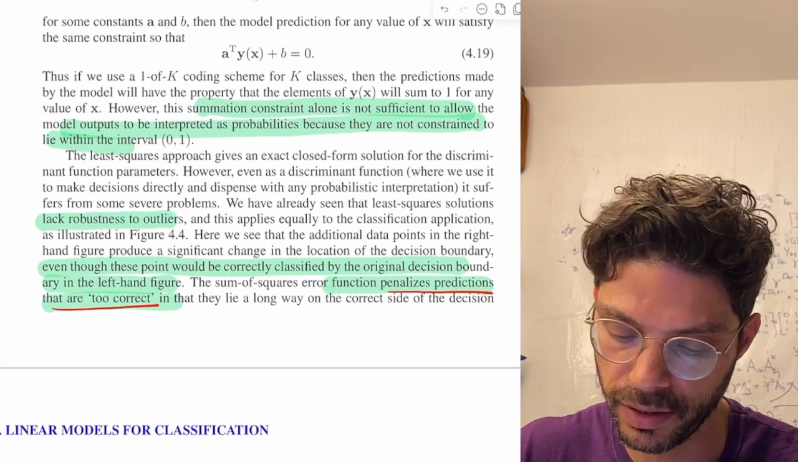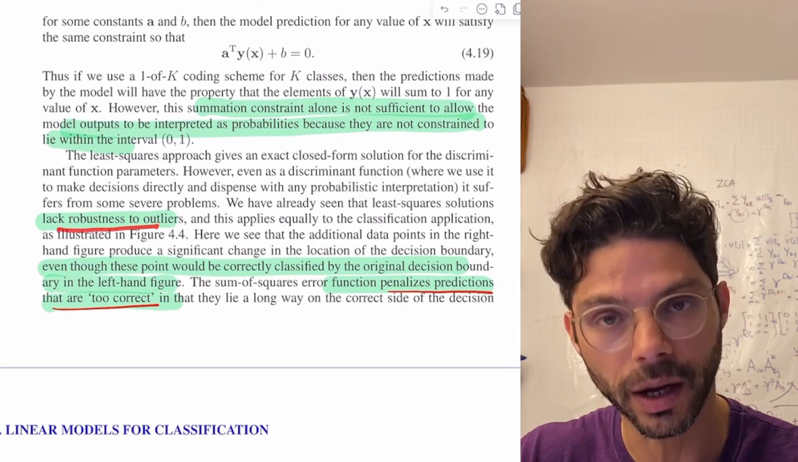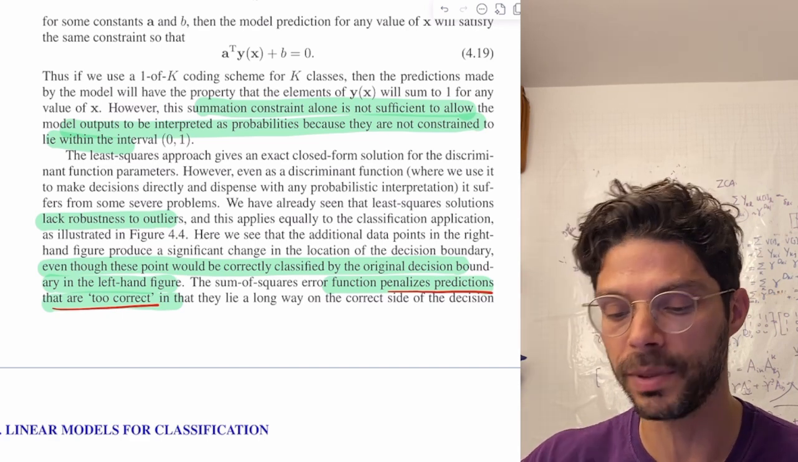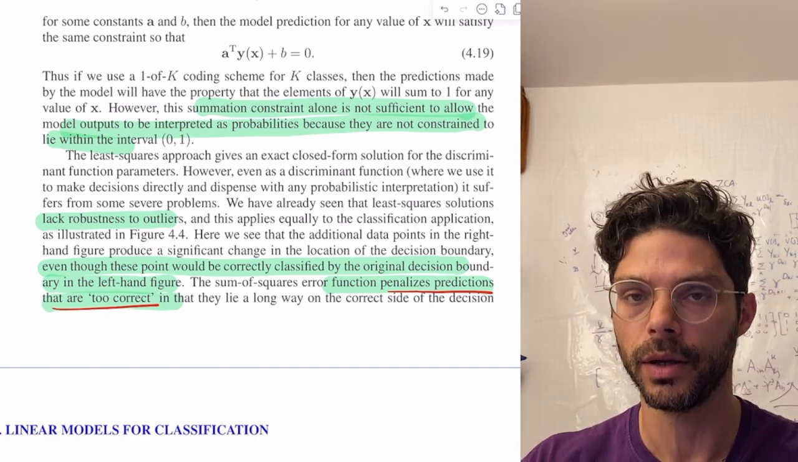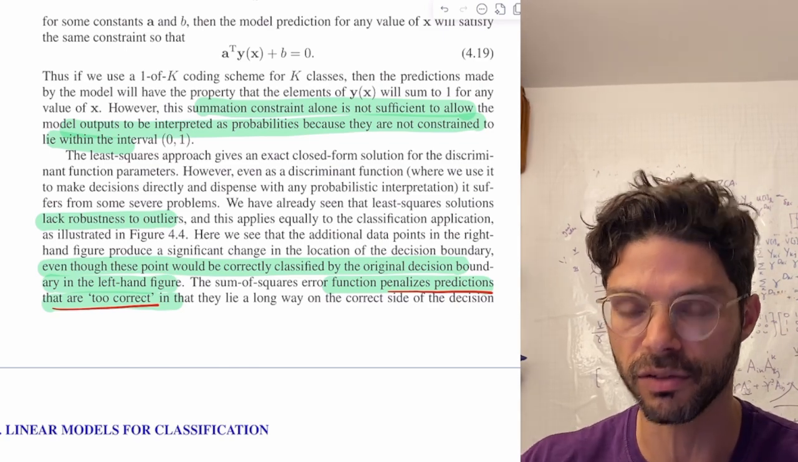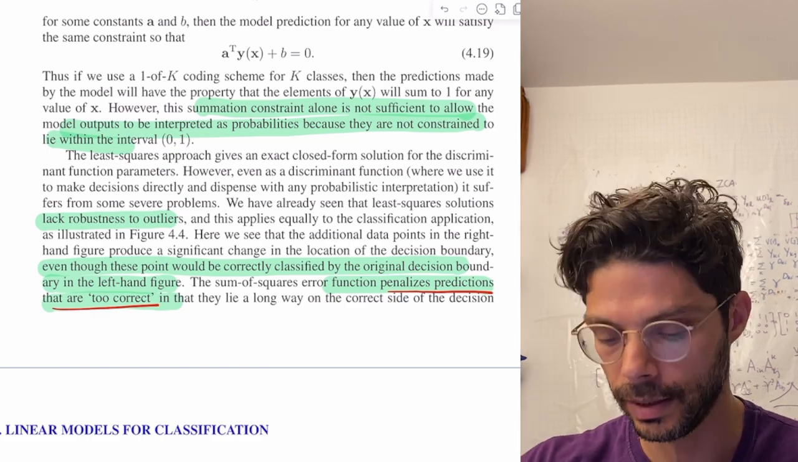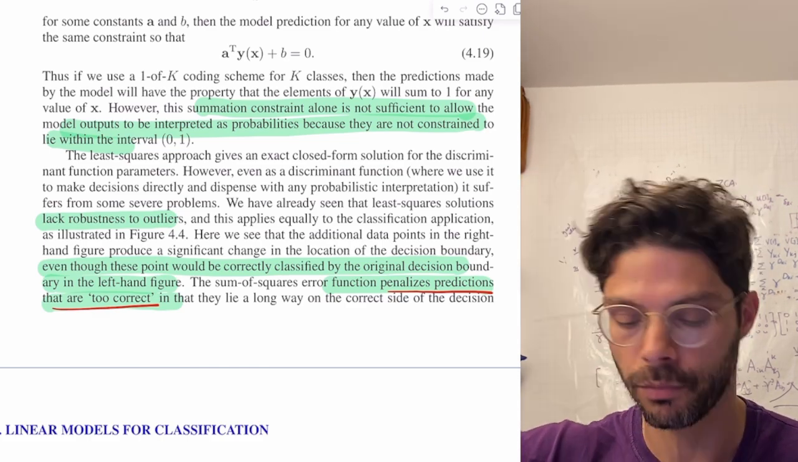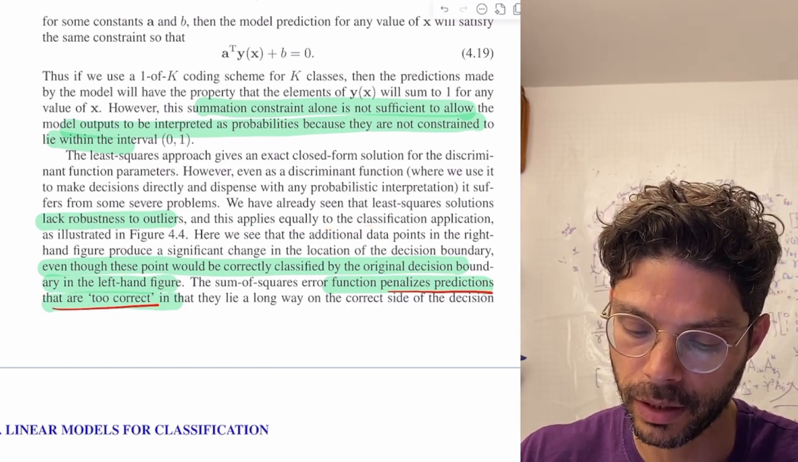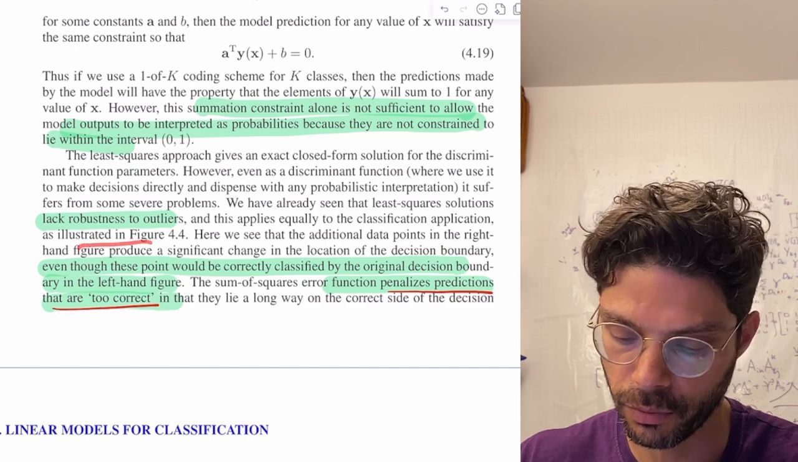Okay, so we've already seen that least square solutions lack robustness to outliers. So remember, they will tend to be really swayed by the points that are way out because of that squared loss, right? The farther out you go, the effect goes up in the square of that distance. So you're going to be really trying to account for those points way out there. And this applies equally to the classification application as illustrated in 4.4.